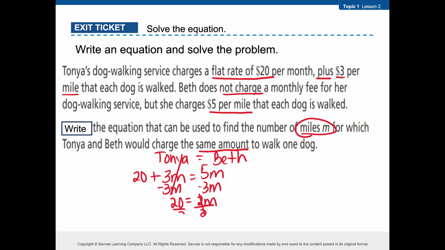Becomes a 2M, divide by 2, and at 10 miles, both companies, both Tanya and Beth, charge the same amount of money. If they would ever ask you how much money would that be, you can either plug it in for either Tanya or Beth. Beth would be the easiest at 5 times 10, which would be $50. They would both come out to be the same amount. And that was lesson 1.1 and 1.2.